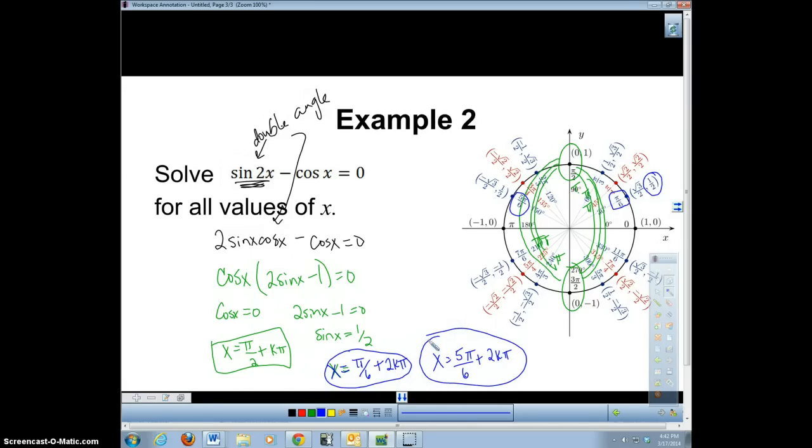Okay, and that's it, guys, that's it. So it's the same work as last time, only now you're either adding 2k pi because we've got an infinite number of solutions, or k pi if we go around the circle once. So again, we're using our unit circle. All right, that's all I got for you.